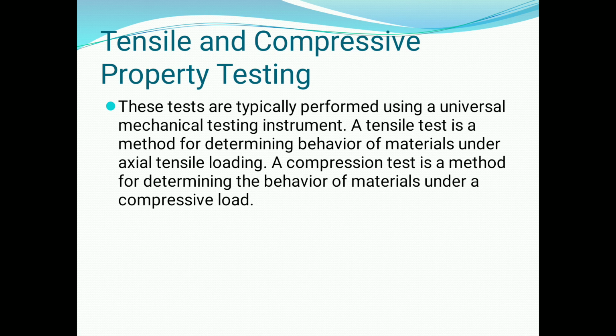Tensile and compressive property testing. These tests are typically performed using a universal mechanical testing instrument. A tensile test is a method for determining the behavior of a material under axial tensile load. A compression test is a method for determining the behavior of a material under a compressive load.